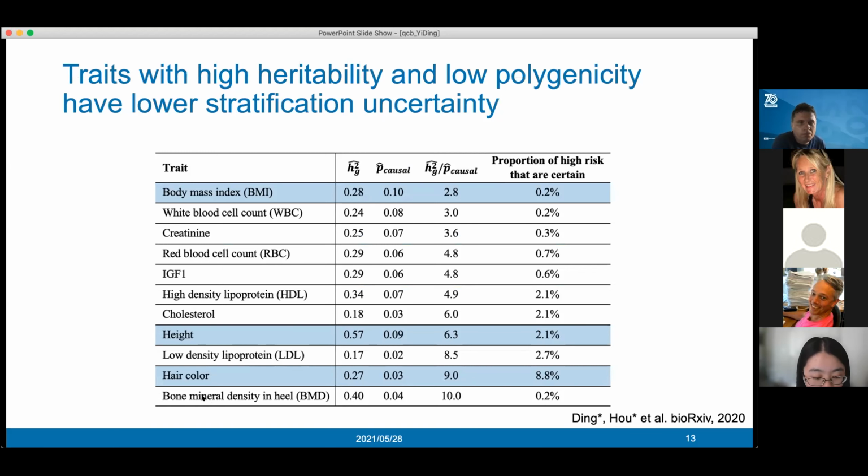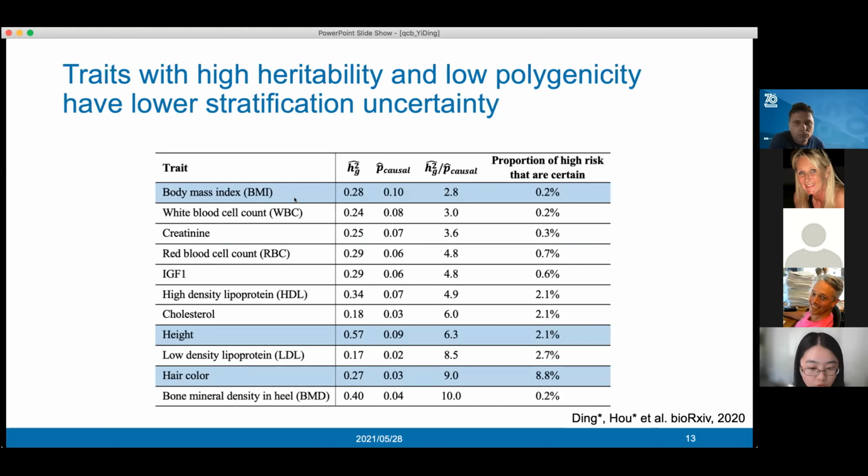We also notice that for bone mineral density, although it has a high heritability and low polygenicity, its classification is still quite uncertain. This is because the sample size of bone mineral density in the UK Biobank is quite small compared with other traits. And if you are interested, we have a formula in our paper that further describes the relation between this uncertainty and polygenicity, heritability, and sample size.